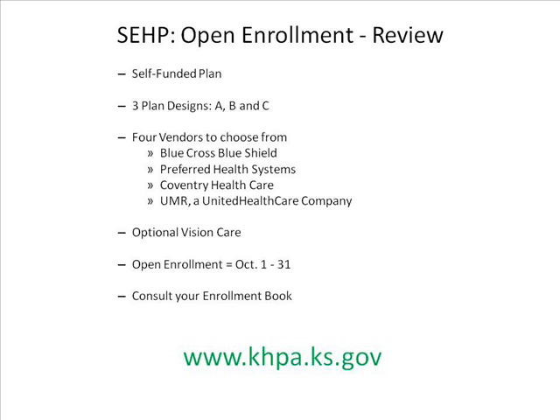The time to make these choices is during the open enrollment period, which runs from October 1st through the 31st. Your open enrollment book provides additional details about the plans that will help you choose the options that are best for you. If you haven't yet received your open enrollment book, you should contact your Human Resources Director. You can also find additional information on the KHPA website. Now, when you're ready, you can proceed to the next video.